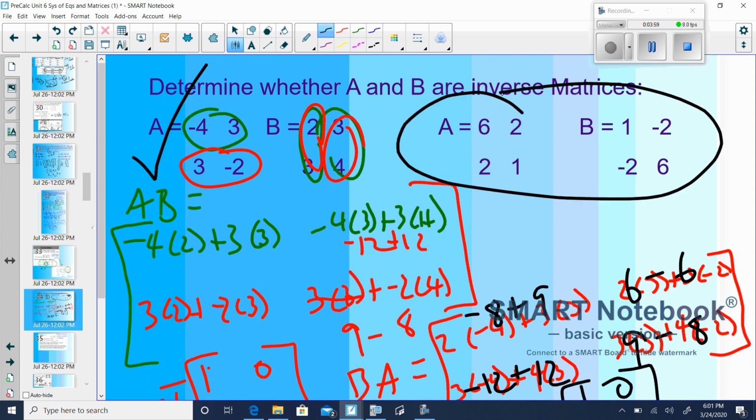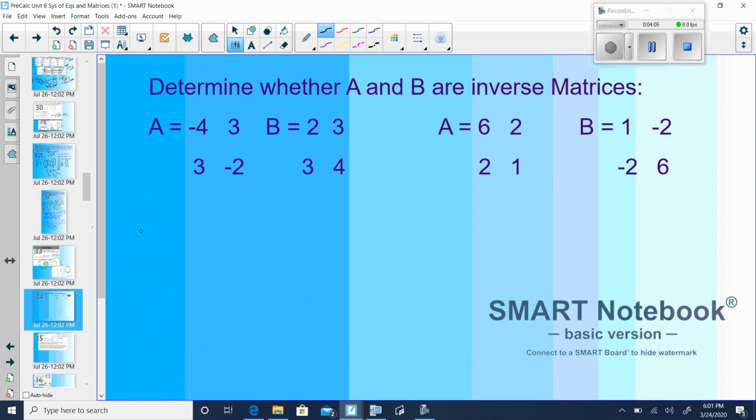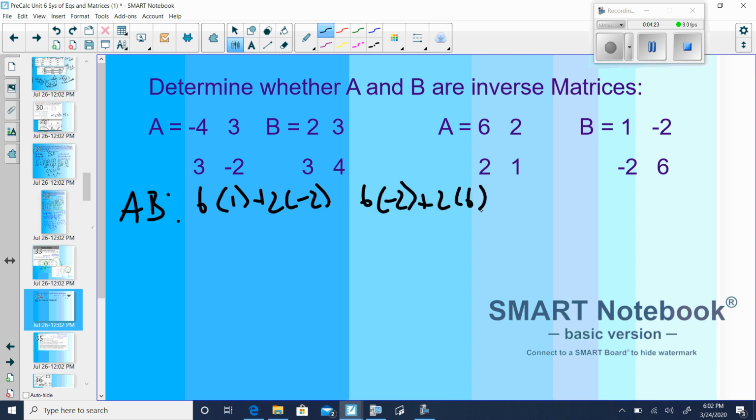What about this one right here? Let me go ahead and clear the ink from the page. So AB. So we have row 1 in A times column 1 in B. So 6 times 1 plus 2 times -2. Row 1 times column 2. So 6 times -2 plus 2 times 6. Now we have row 2 in A. So 2 times 1 plus 1 times -2. And we have row 2 in A times column 2 in B. So 1 times 6.